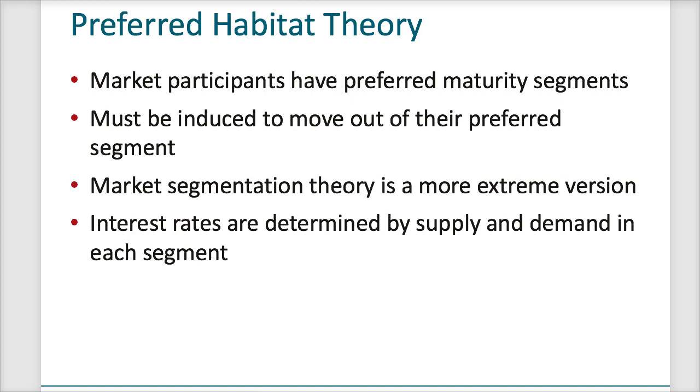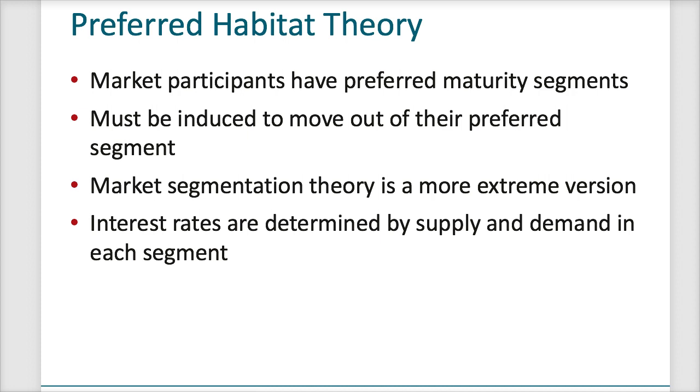Now, the preferred habitat theory. So market participants have preferred market segmentations. So basically, short term, intermediate term, and long term would be the three big market segmentations. And most investors don't want to move out of those segments. So if you're a longer term investor and you invest in long term segments, no one's going to convince you to sell your investments and move them to intermediate or short term too easily.